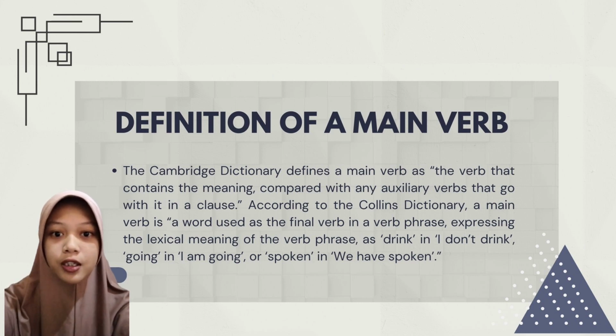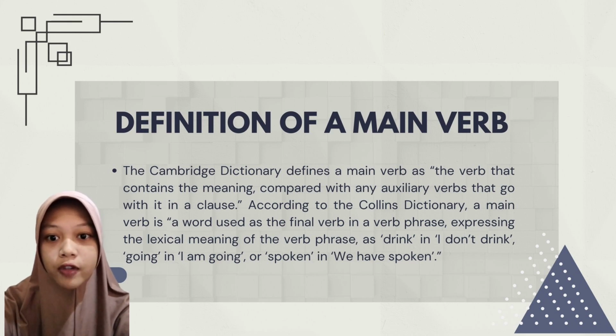The Cambridge Dictionary defines a main verb as the verb that contains the meaning, compared with any auxiliary verb that goes with it in a clause. According to the Collins Dictionary, a main verb is a word used as the final verb in a verb phrase, expressing the lexical meaning of the verb phrase, as drink in I don't drink, going in I'm going, or spoken in we have spoken.